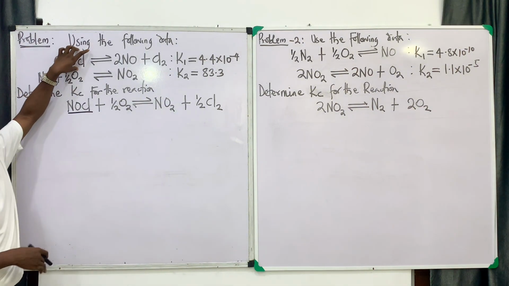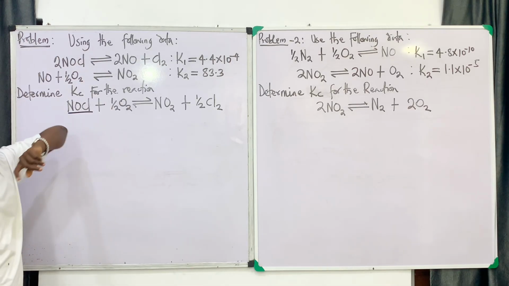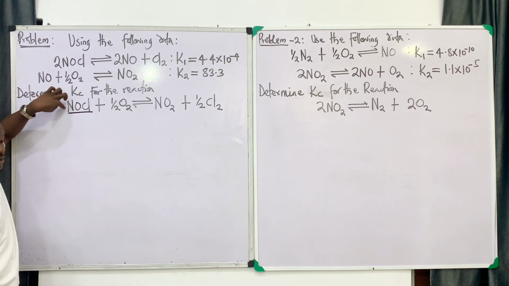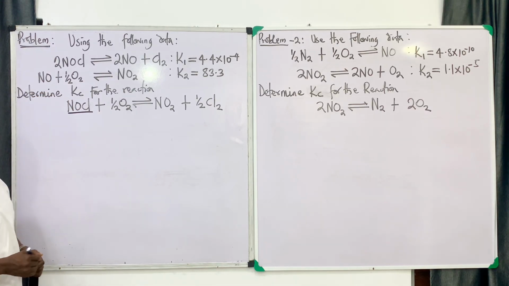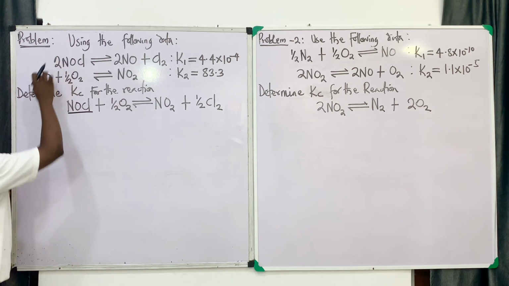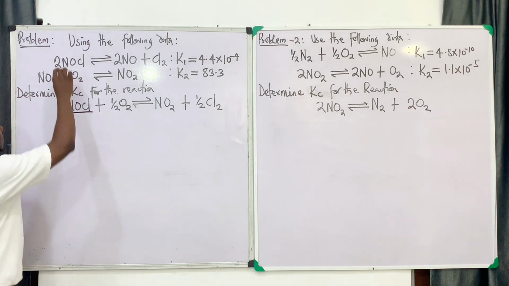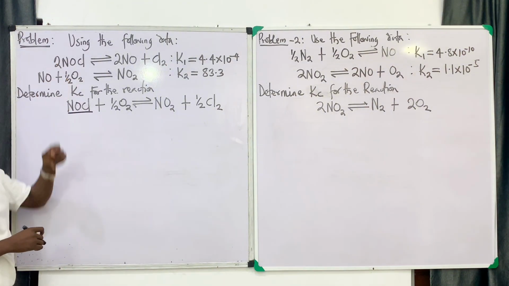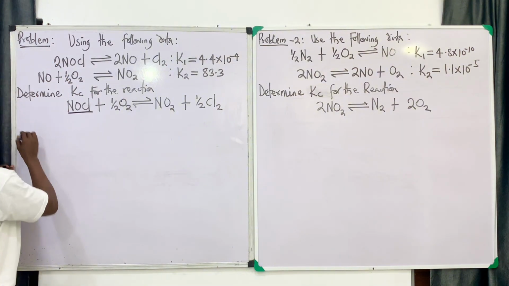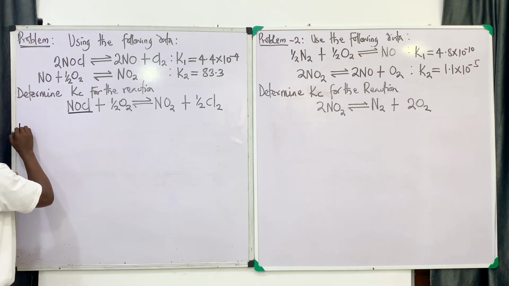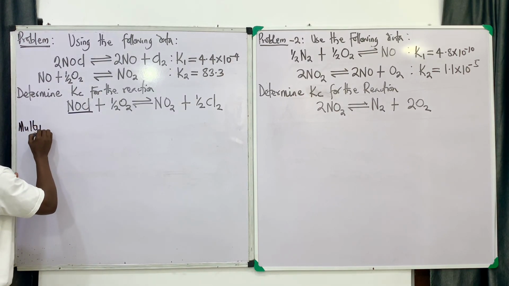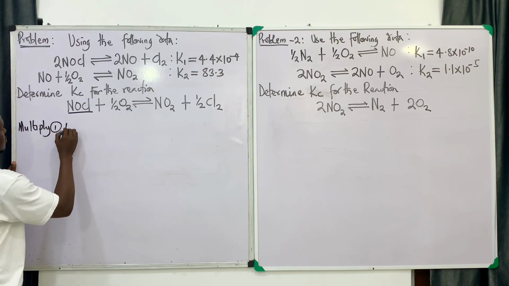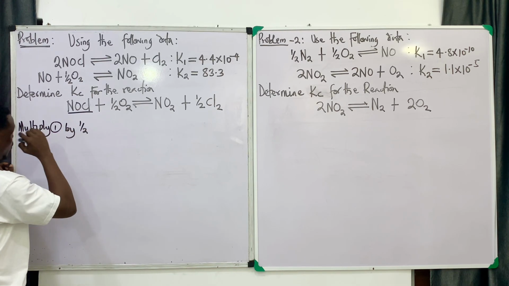There is NOCl still on the reactant side, but the only difference is that here this NOCl is 2 moles, and this one is 1 mole. So basically what we are going to do here is multiply this entire equation by half, so that what was initially 2 becomes 1. So we multiply equation 1 by 1 over 2.